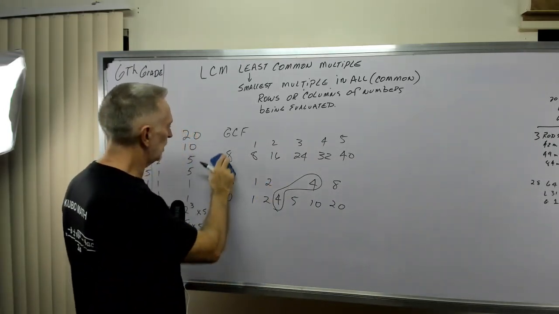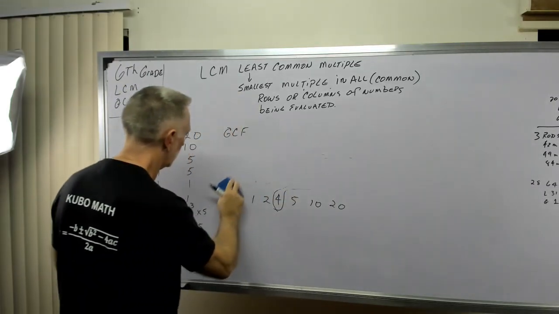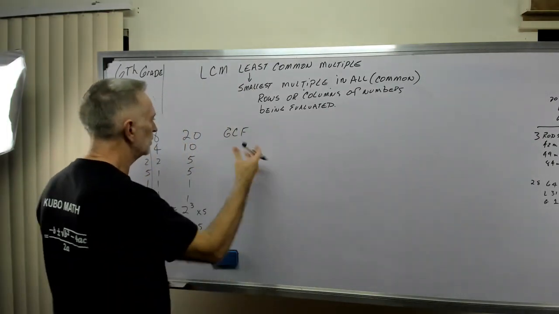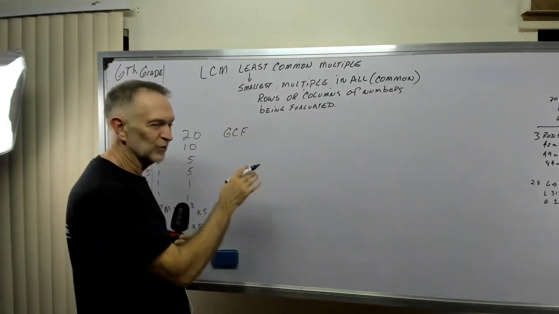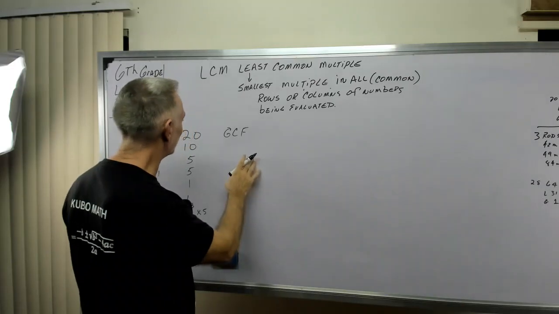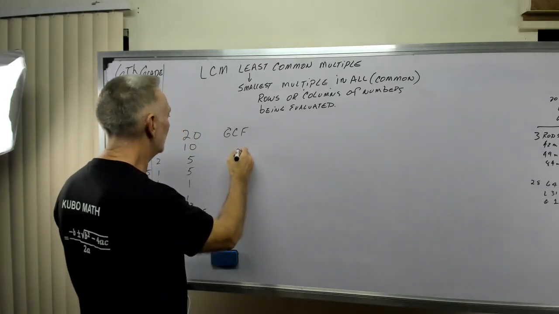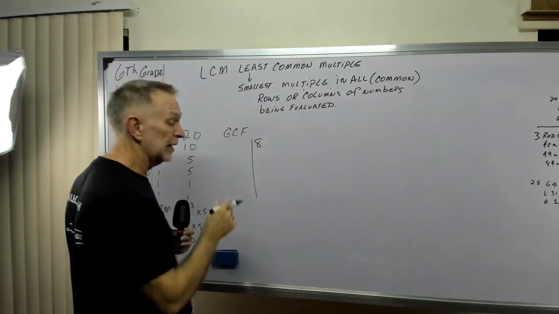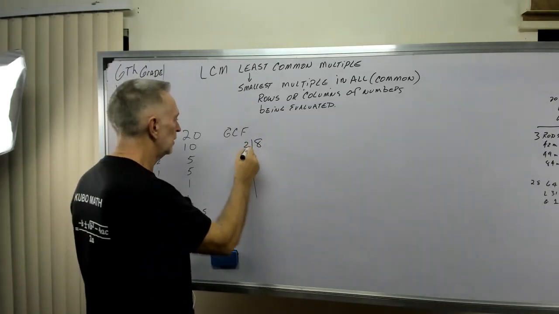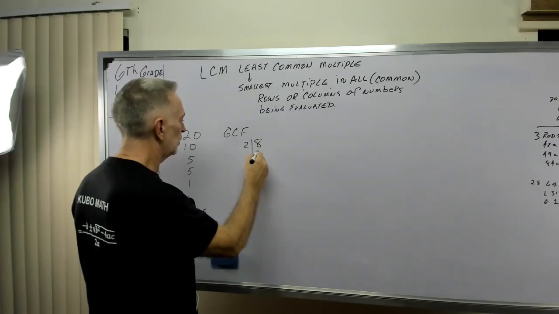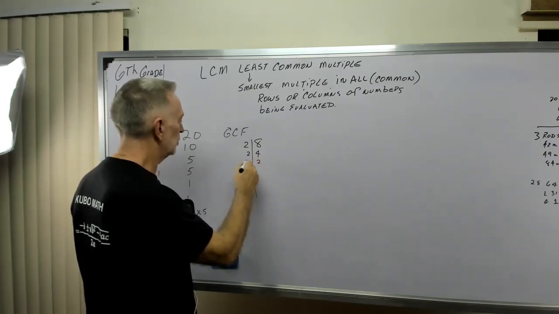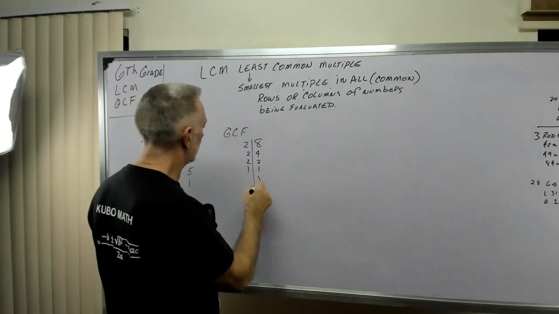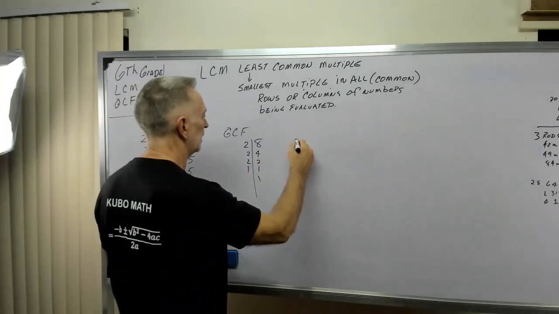So let's see if we get that. Sorry for the confusion on the multiples and the factors. That's the purpose of the video. Okay, greatest common factors. Let's take 8 and let's look at it individually. 8 divided by 2 is 4. 4 divided by 2 is 2. 2 divided by 2 is 1. 1 divided by 1.